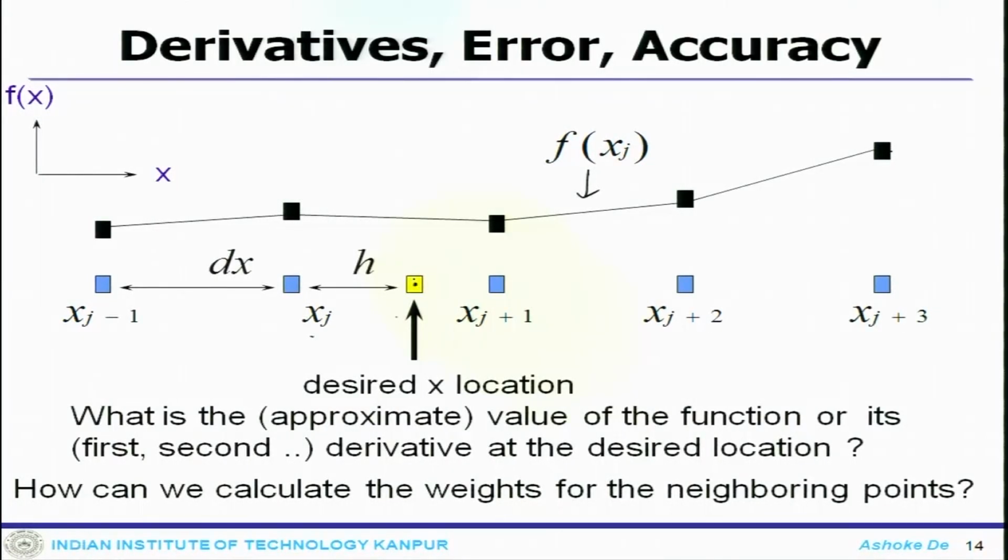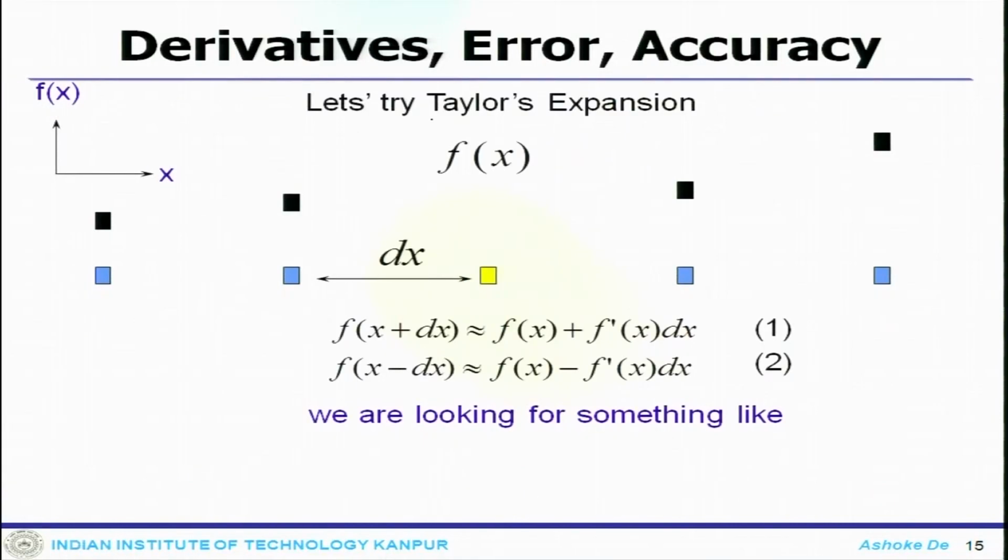Because this particular point, that yellow marked point, does not belong to either of these nodal points. It is somewhere in between this point and this point. So, I have to get some sort of a weighting function, or weights, which can properly represent and find the derivative at that point. Okay. Now, how do we do that? So, try the Taylor series expansion.